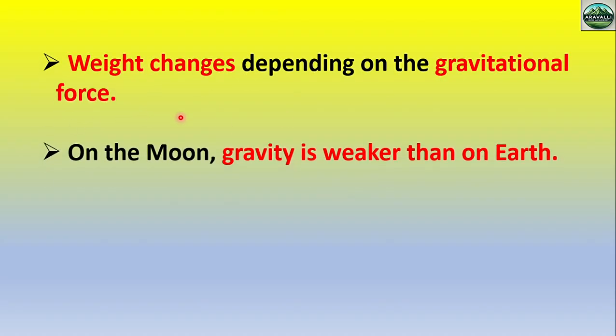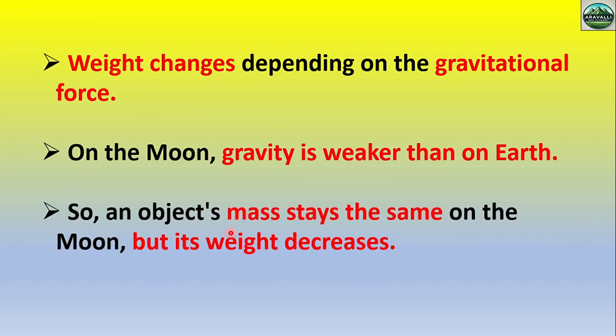At the moon the gravity is weaker than earth, so weight is also less as compared to earth, at the surface of the moon. So the object's mass stays the same, always the same everywhere, but weight depends on the gravity.